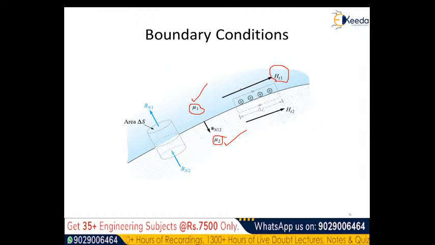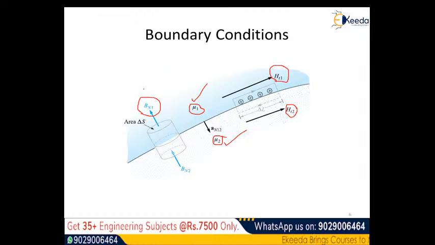See its direction, it is parallel to the boundary line that separates region 1 from region 2. Similarly, HT2 is the tangential component of magnetic field intensity in region 2. We have BN1, where N in the suffix means normal. B is the magnetic flux density.